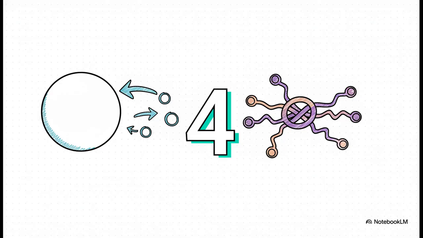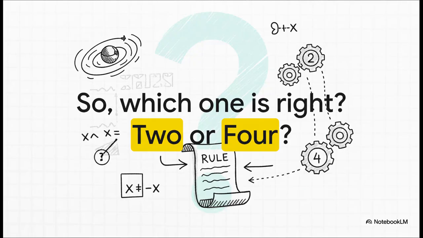So wait a minute, we have a problem here, right? A real contradiction. Our intuition, our geometry, it tells us the answer is 2. But the fundamental math of the quantum world seems to be screaming at us that the answer is 4. This right here, this is the heart of the mystery. How on earth can both of these be right?